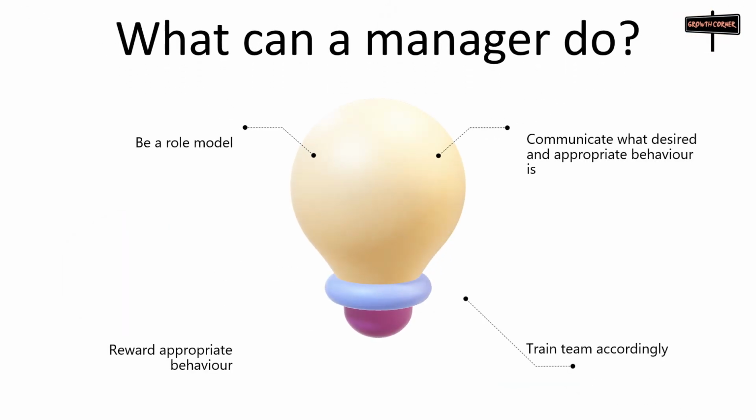Here are ways that a manager and a team leader can create and maintain the desired climate for goal achievement. The manager can be a role model or an example for the staff by behaving the way he or she wants them to behave, by rewarding appropriate behavior, by communicating to the staff what kind of behavior is desired and appropriate, and by providing training to highlight the activities that support the climate that the manager is encouraging.